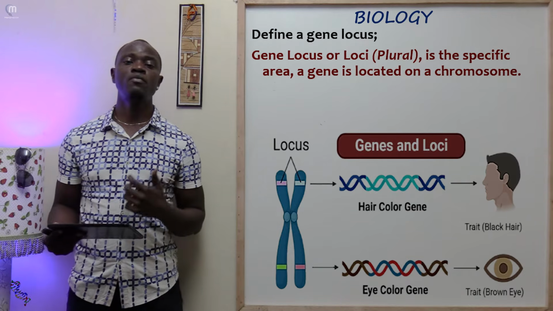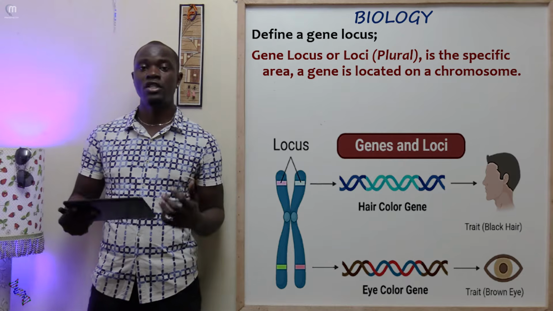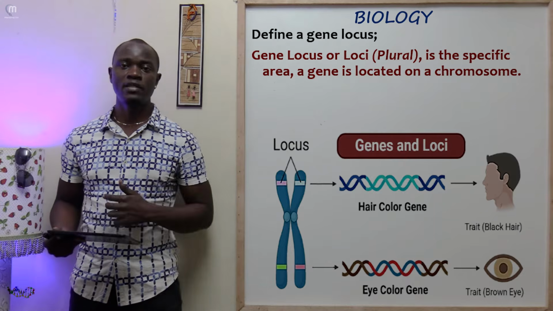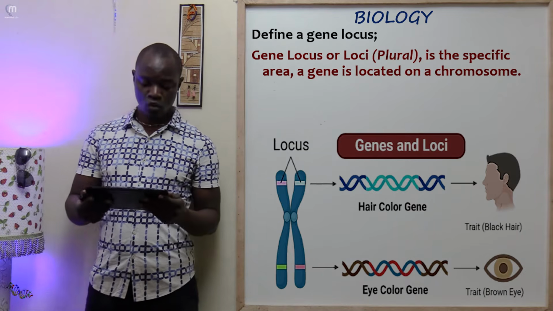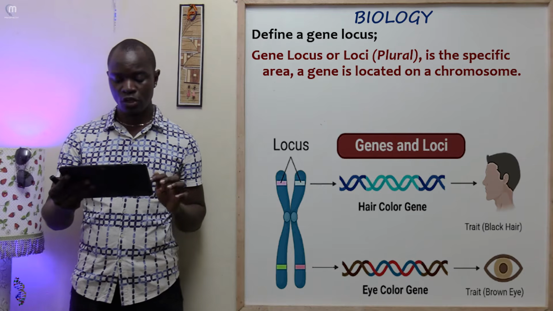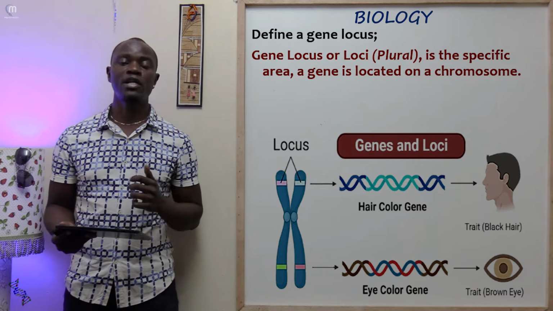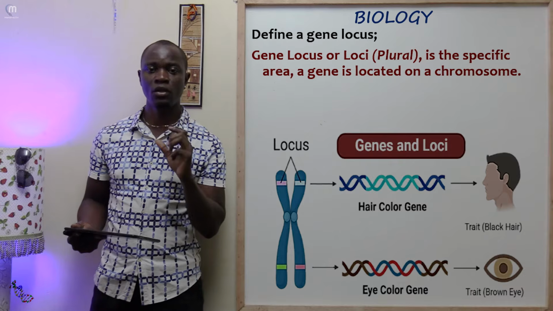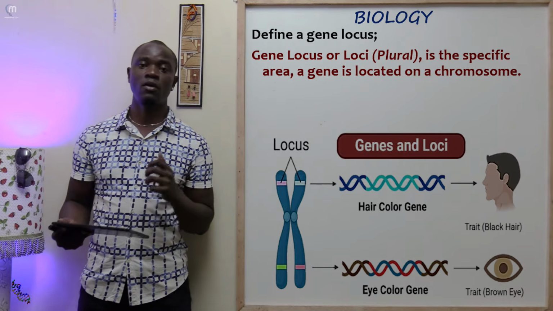If you're talking about many gene locus, you're going to call it gene loci. Some people will call it gene loci. So gene loci is plural, while gene locus is supposed to be singular. That is what we call a gene locus. The specific location whereby a gene can be located in a chromosome is called a gene locus.